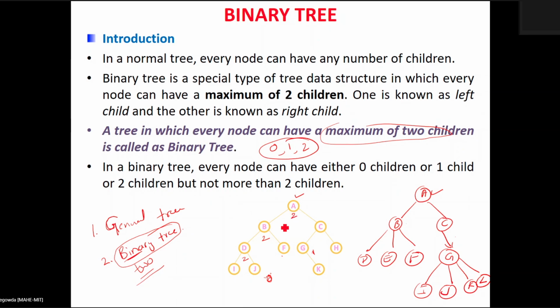In a binary tree, the node present at the left side of any given node is called the left child, and the one at the right is called the right child. So in this case B is the left child of A, and C is the right child of A. Similarly, G is the left child of C, whereas H is the right child of C.